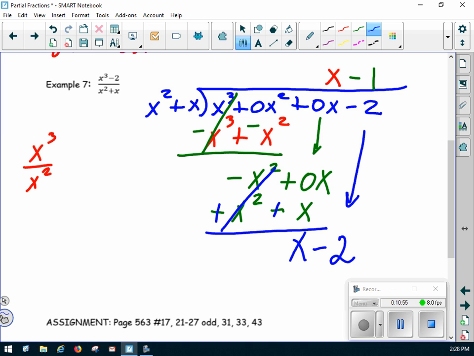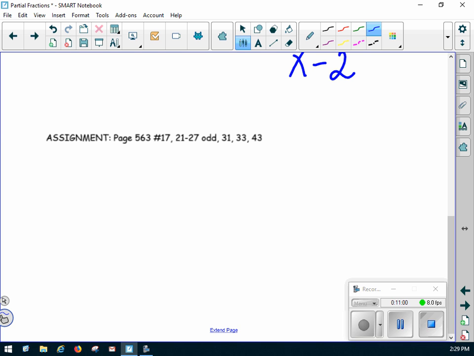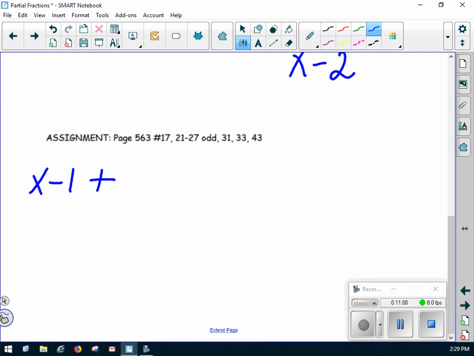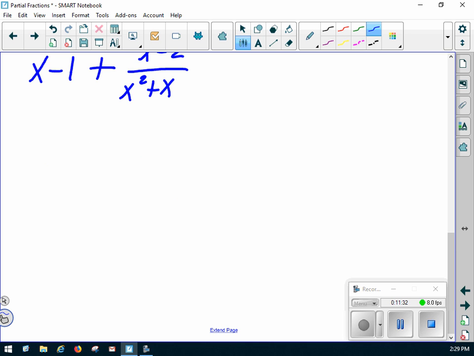That's the remainder, x minus 2. So we're going to write this thing down as x minus 1 plus what? That's right, x minus 2 over x squared plus x. Now all we've done so far is long division. We haven't done a partial fraction decomposition yet. But we only have to do that on what part? On the fraction part. So let's do that on the fraction part.